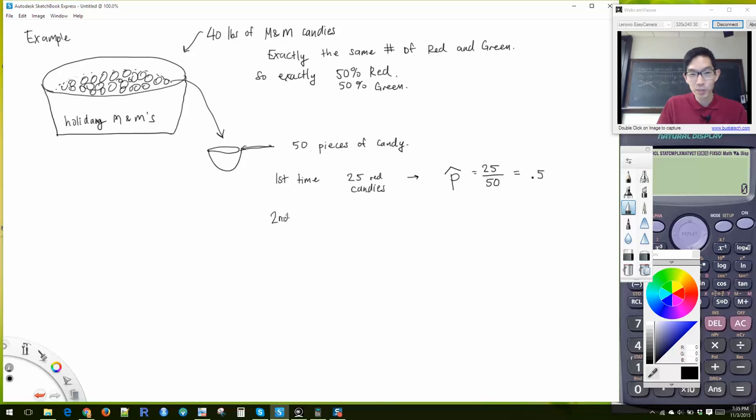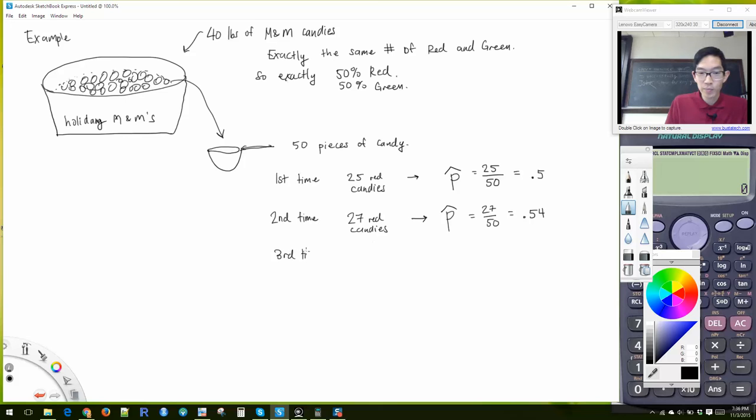Okay, and then we mix up the bowl again, and I scoop out another 50 pieces of candy. This is my second time. How many pieces of red candy do I get this time? Okay, so maybe instead of 25 red candies, maybe I get 27 red candies. So what is my P hat this time? Okay, 27 over 50, and what is that? 0.54? Yeah, okay.